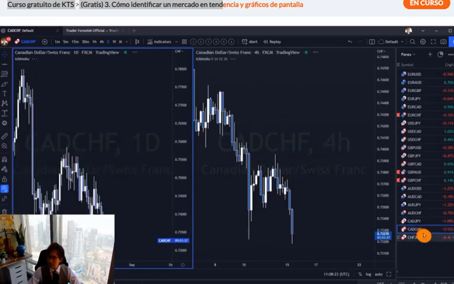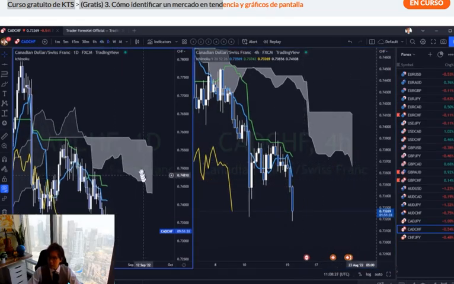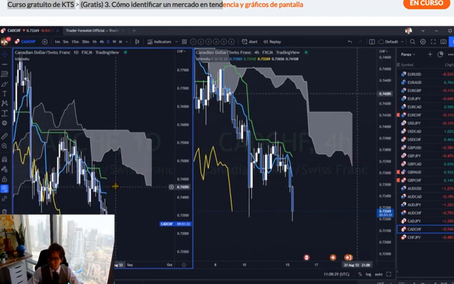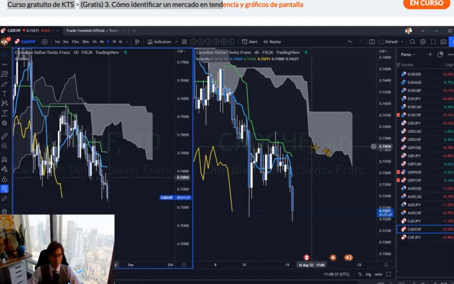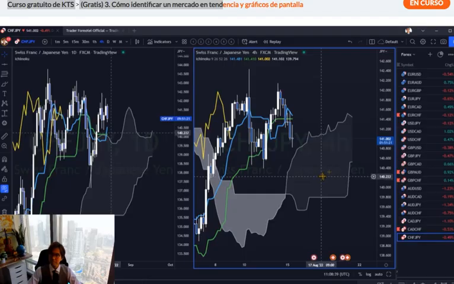CAD JPY is ranging. CAD Swiss franc is down on the 4 hour and the daily. I take the daily to follow because the daily Kumo looks thicker and bigger than the 4 hour Kumo. So CAD Swiss franc, I take it. And then Swiss franc JPY is ranging.